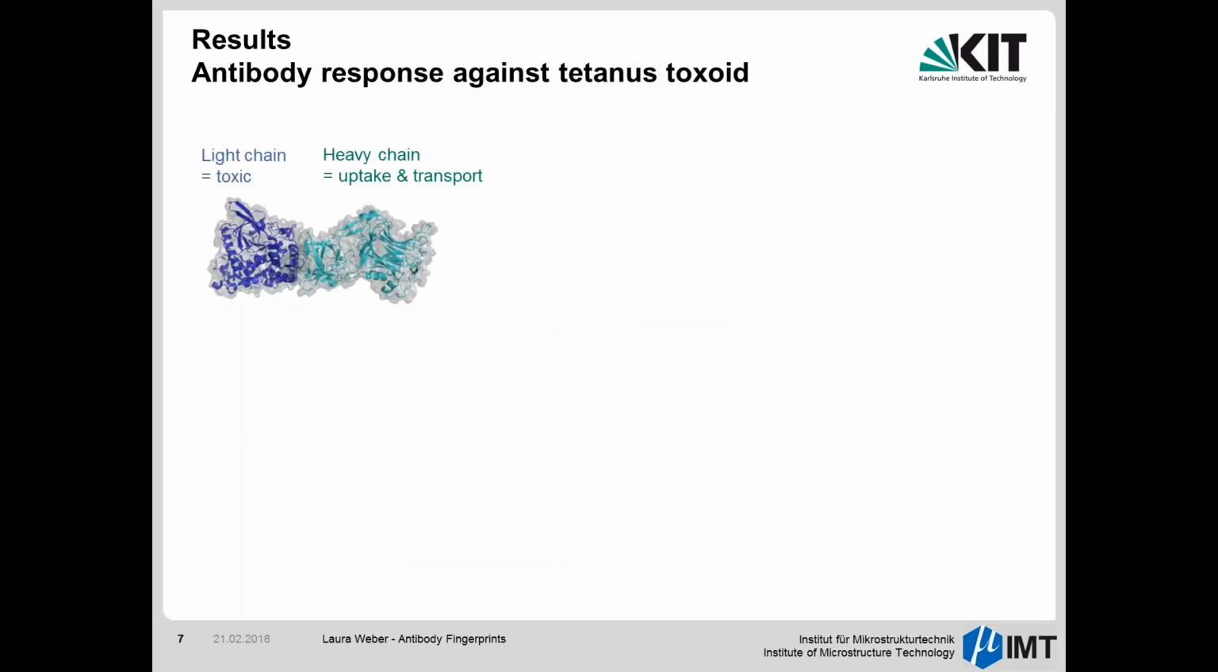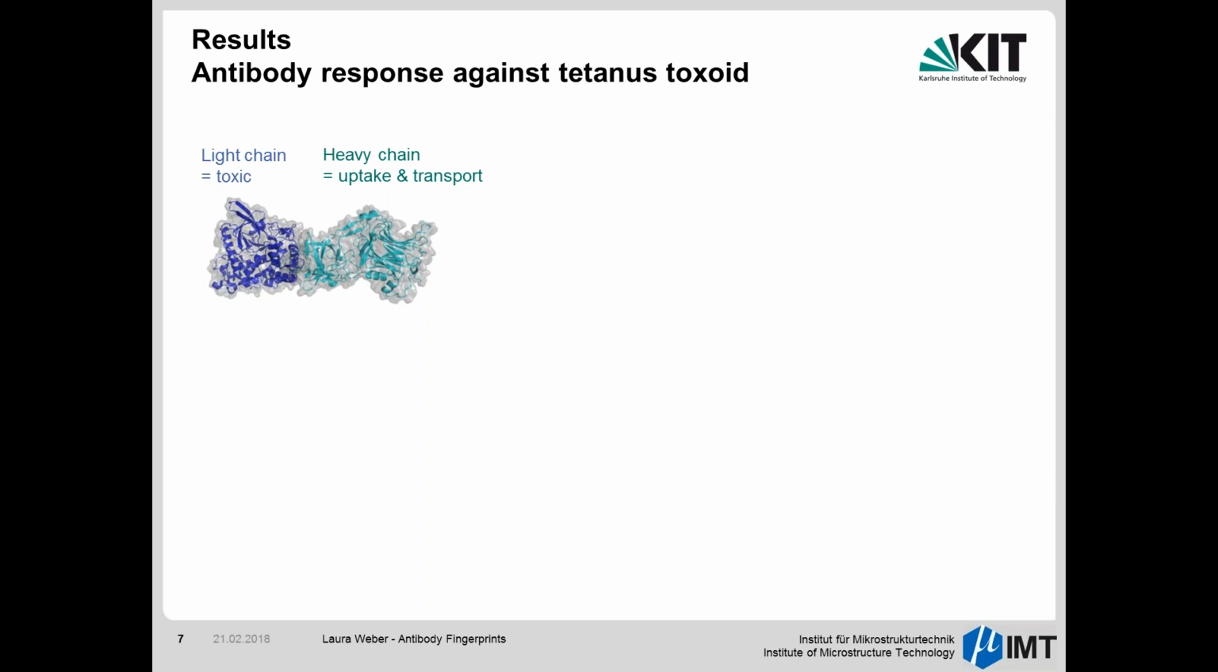So I come now to the results of the 2 studies. In the first case, we used the vaccination against tetanus as a model system. The antigen is in this case the extracellular tetanus toxin. The toxin, which can be seen here in its 3D structure, is produced by bacteria called Clostridium tetani. It consists of 2 chains.